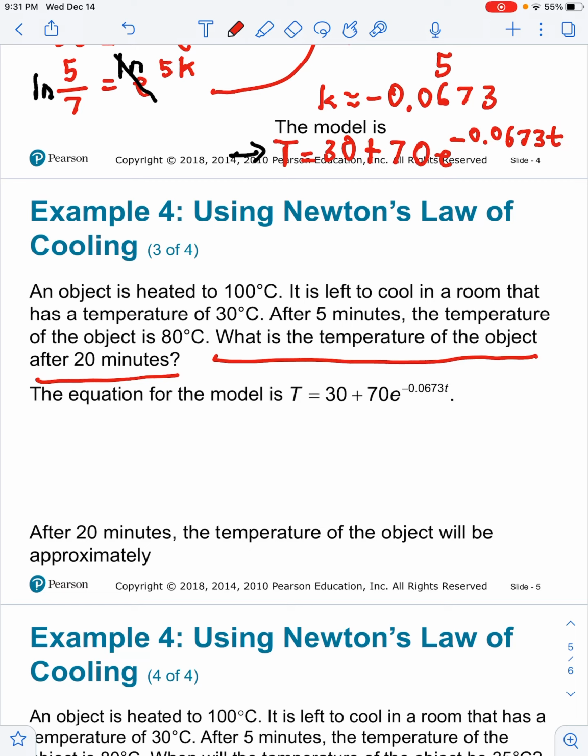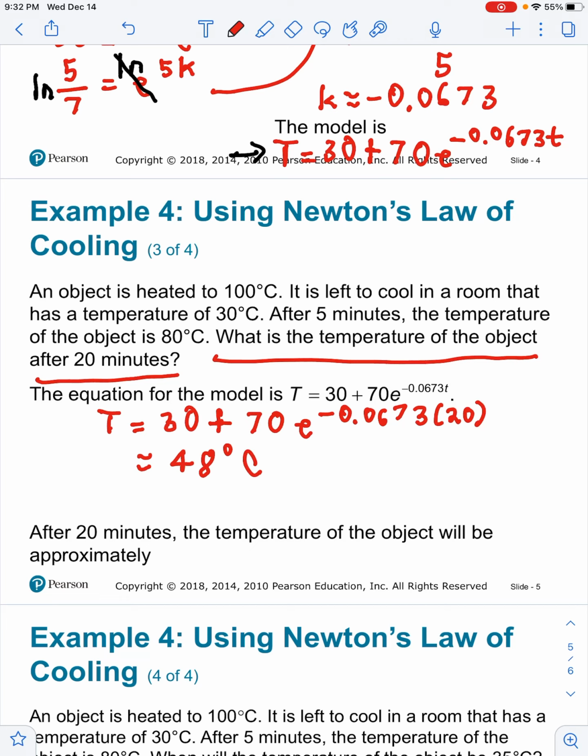Now, in this case, for our model, all we need to do is plug in 20 for lowercase t. So I'm going to have uppercase T equals 30 plus 70 times e to the negative 0.0673 times 20. And you can put a dot in between those and let your calculator do the work. Let's round to the nearest degree. And so if you enter that, go ahead and try that. But you should end up getting about 48 degrees Celsius. And again, you can pause the video and check that. But after 20 minutes, the temperature of the object will be approximately 48 degrees.